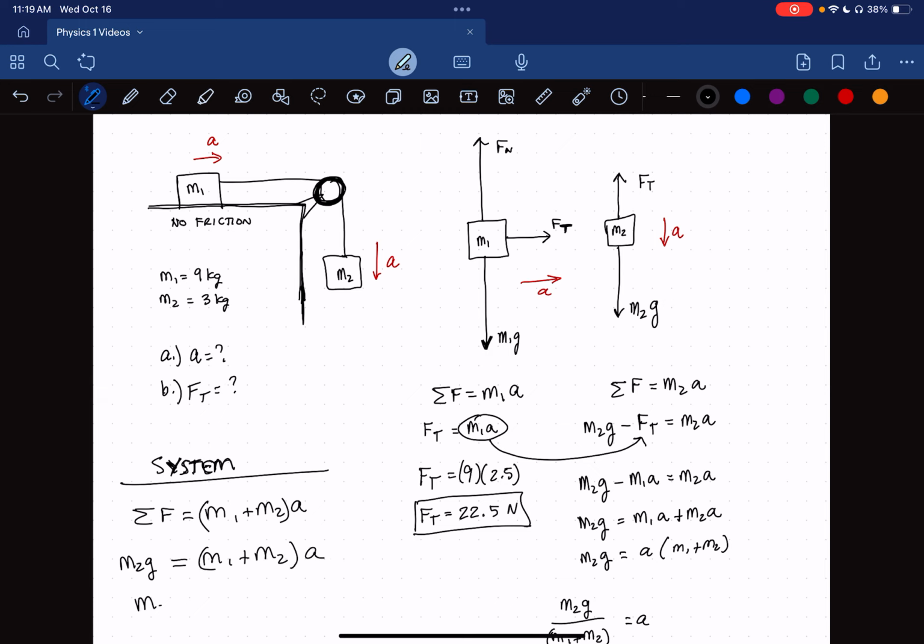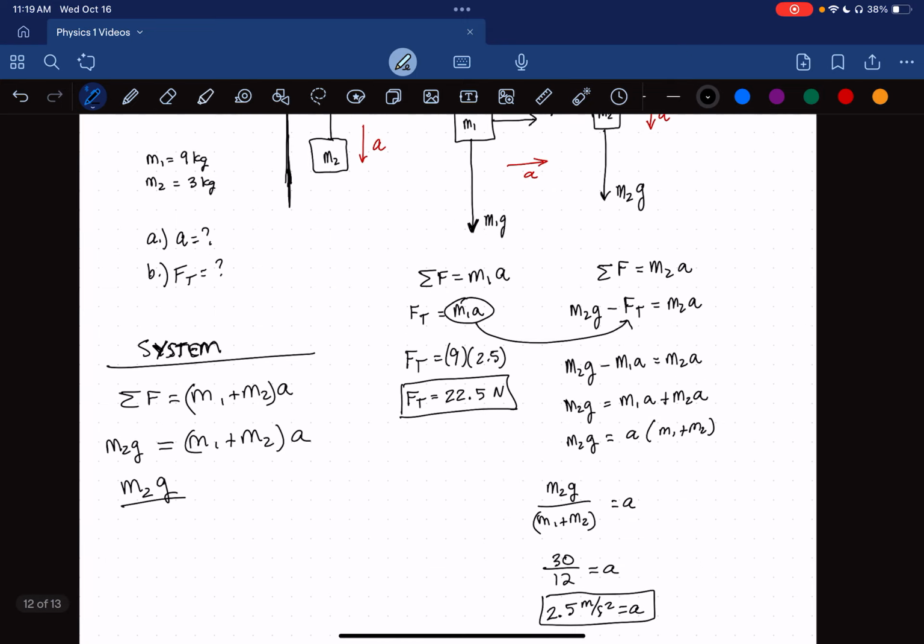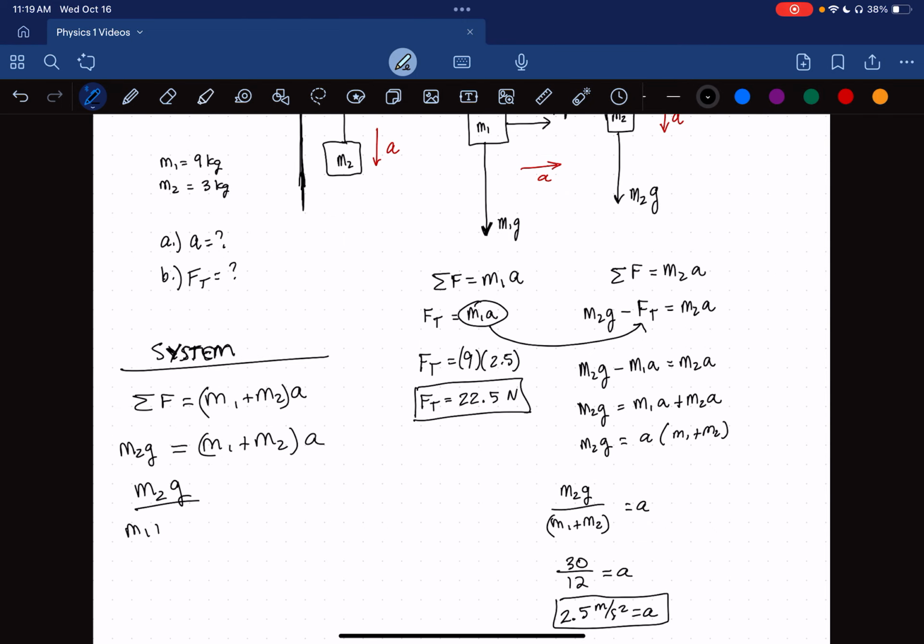And so to get a isolated, we divide by m1 plus m2. And of course, that's the same expression that we have there, so we're going to get the same result.